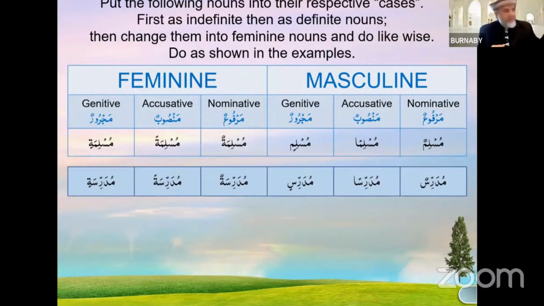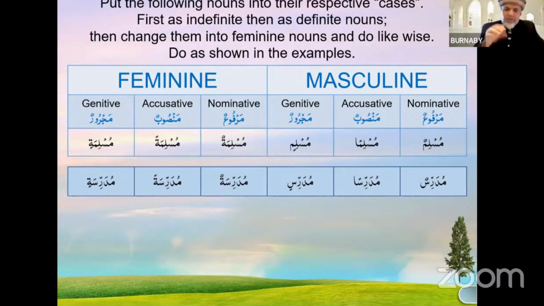Can somebody help out, Brother Afzal? What is the meaning of Kitabu Mudarrisatin? Teacher's book. Okay, who was that? Javed, go ahead. Mudarrisatin, when there is a kasratan, this is a possessor. It possesses something. And if I say Kitabu Mudarrisin, the book belongs to the teacher. The simple translation will be the teacher's book, or the book of teachers.